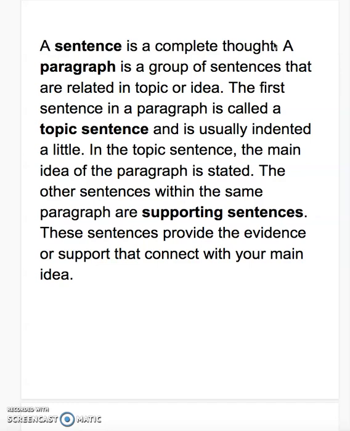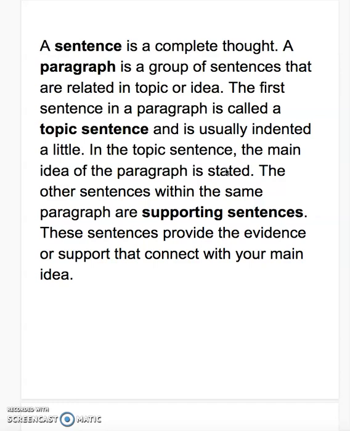A paragraph is a group of sentences that are somehow related, whether it's based on the same subject area, topic, or idea. The first sentence in a paragraph is called a topic sentence, and it is usually indented. I'll show you an example in a minute. In the topic sentence, the main idea of the paragraph is stated. So that first sentence really introduces the main idea of what you're trying to talk about.